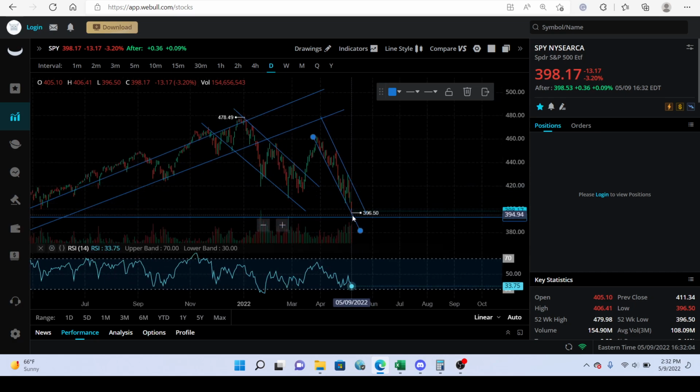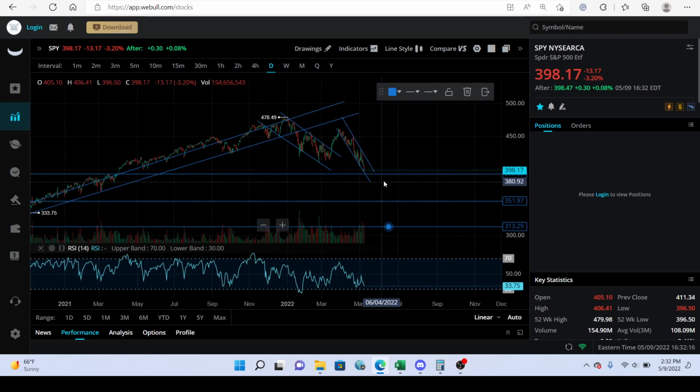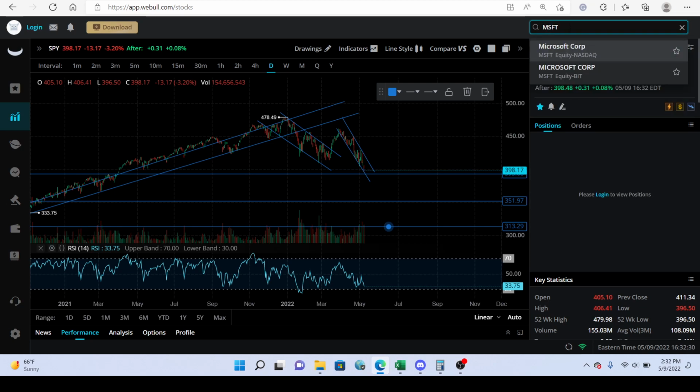yeah, the best scenario that we could look for here is maybe we just go sideways for a while. We just go sideways and we build out a shelf right around this 400 area, and that becomes a new support, and then we make a new leg higher. That could be literally the best case scenario for the S&P 500. Now I'm going to take a look at individual tickers and just see where I think they could potentially go. So Microsoft's a big one.